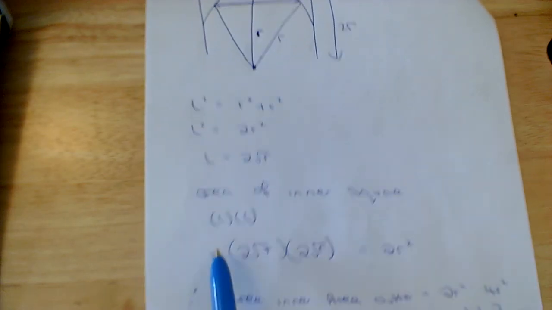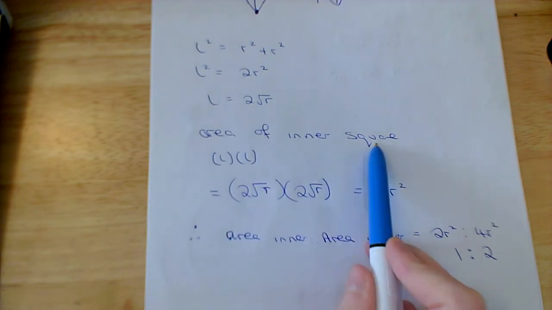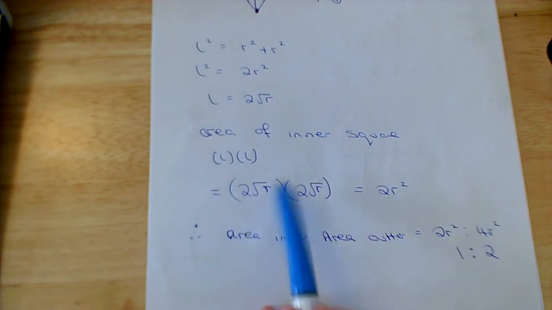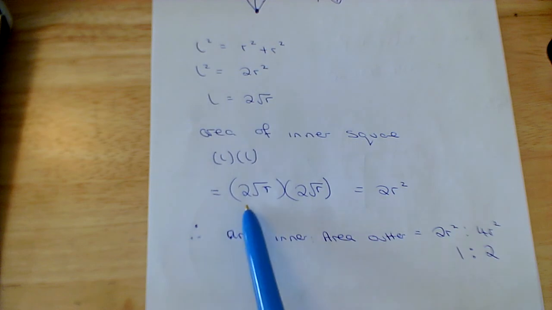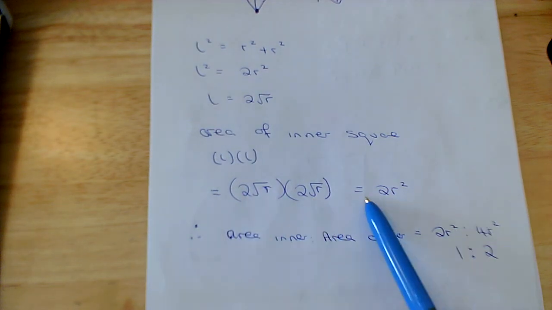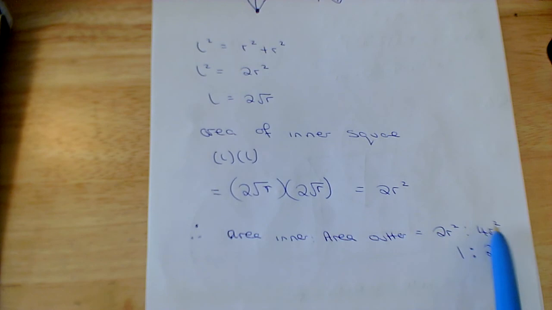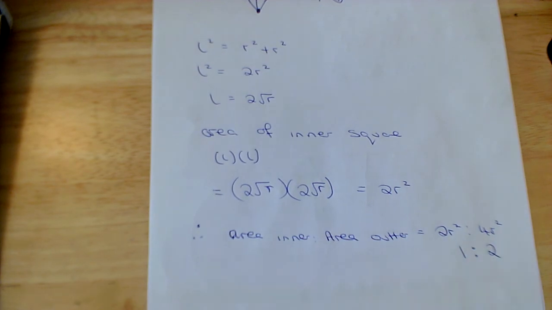So the area of the inner square is going to be L times L, length multiplied by length, which we know that L is root 2 r, so it's root 2 r times root 2 r, which is equal to 2r squared. So the ratio of the area of the inner to the outer is 2r squared is to 4r squared, and then divide across by r squared I get 2 is to 4, which is the same as 1 is to 2. And that's question 8 completed.